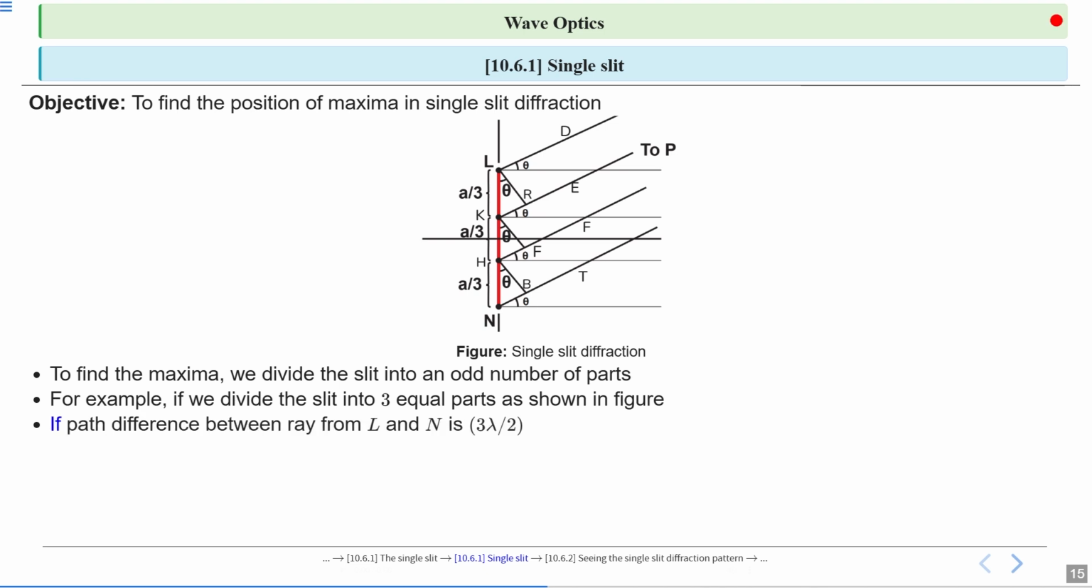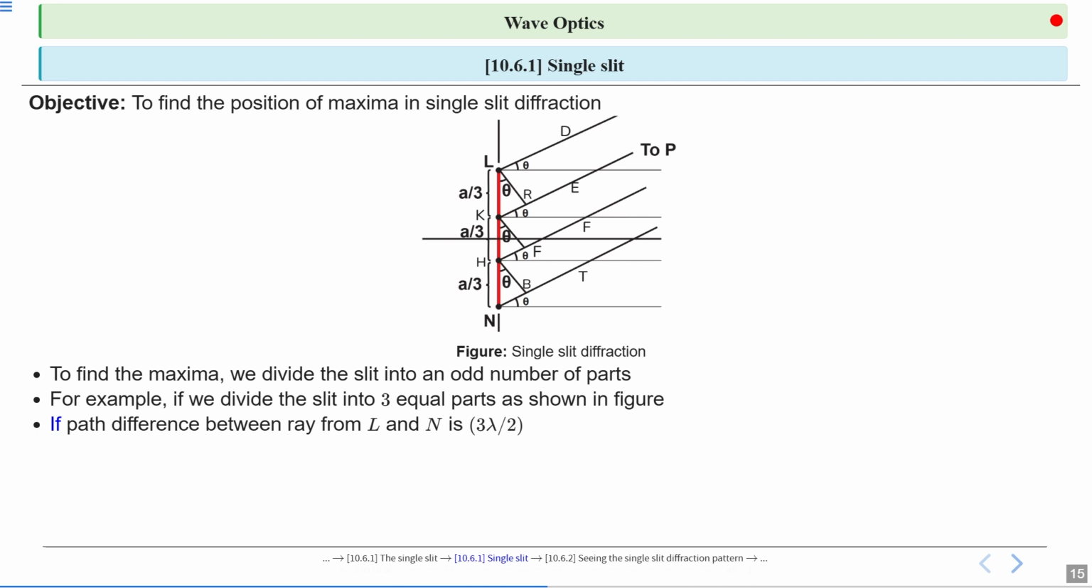Now let's focus on the path difference. If the path difference between the ray from point L and point N is 3 lambda upon 2, you can see what is the path difference between the ray from L and from N. It will be 3 lambda by 2.